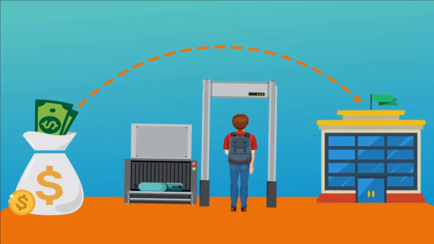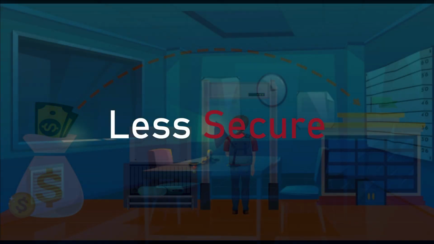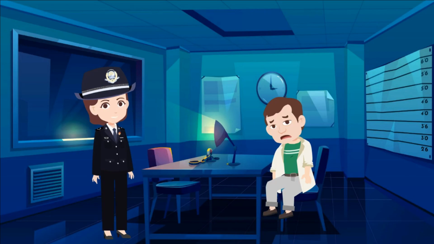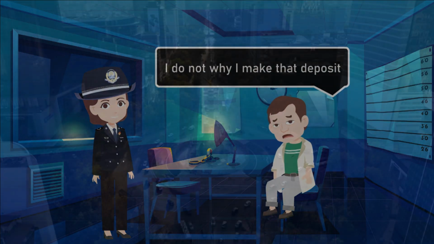While this scheme bypasses automatic detection, it is less secure than the others. If the deposits are investigated, the launderer may find it difficult to explain why they were made.